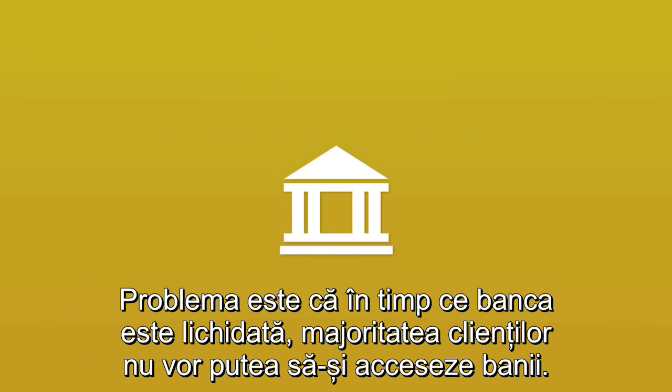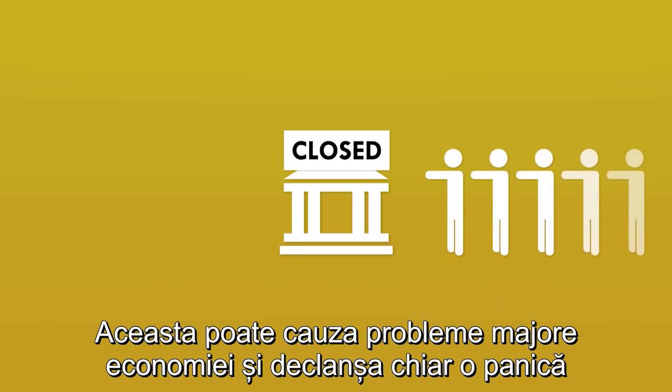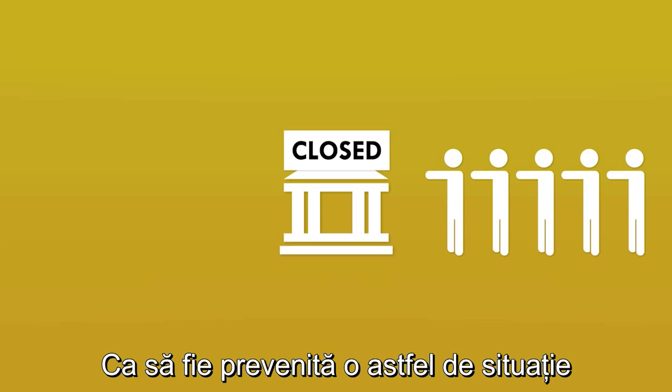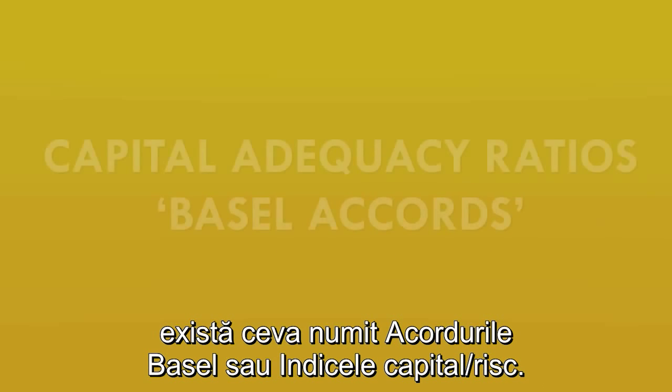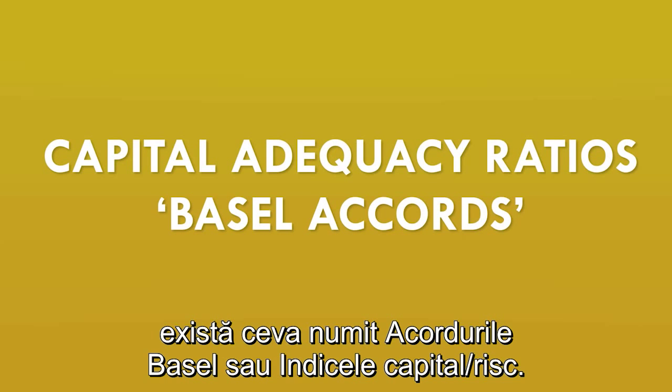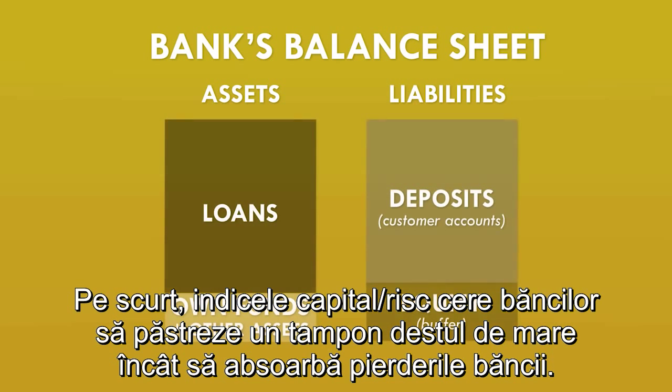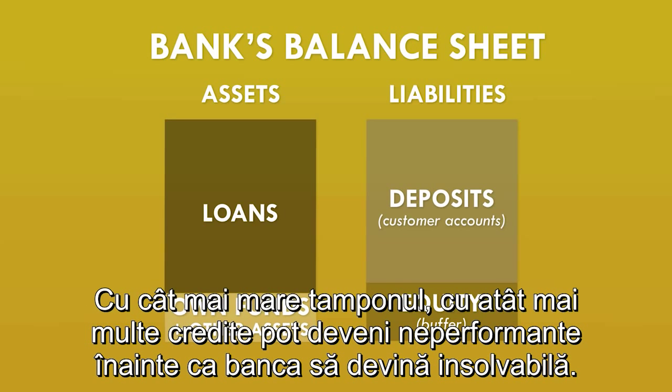The problem is that while the bank is being liquidated, most customers will be unable to access their money. This can cause big problems in the economy and could even trigger a panic that leads to people trying to get money out of their other accounts and causing those banks to have difficulties too. So to try and prevent this from happening, there is something called the Basel Accords, or capital adequacy ratios. Capital adequacy ratios basically require the banks to keep a buffer that's big enough to absorb losses by the banks. The bigger the buffer, the more of a bank's loans can go bad before it becomes insolvent.